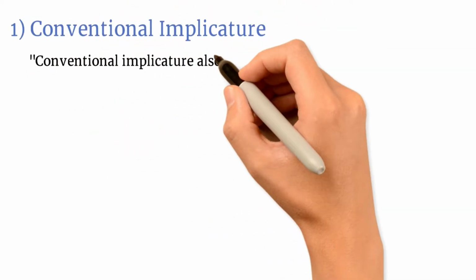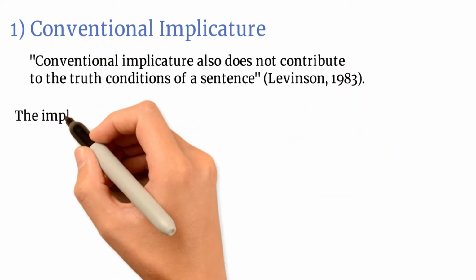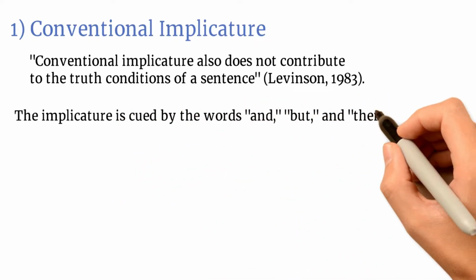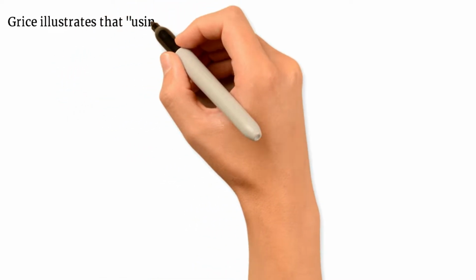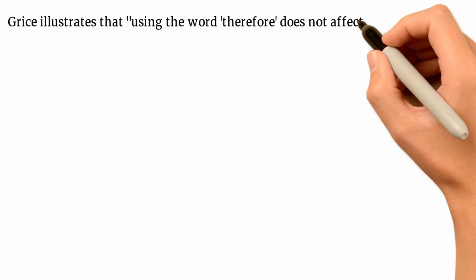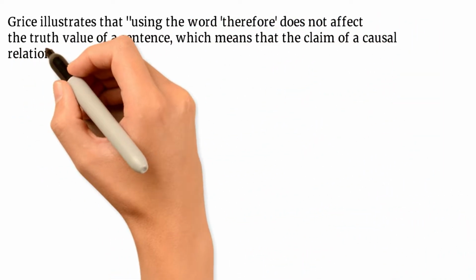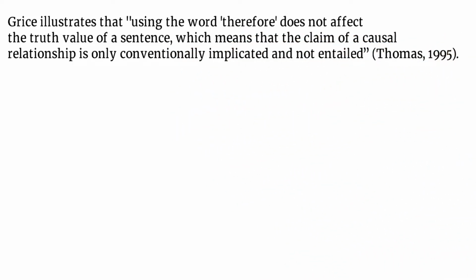Conventional implicature also doesn't contribute to the truth conditions of a sentence. Conventional implicature is cued by the words and, but, and therefore. However, in this case, I'll just focus on the word therefore. Grice illustrates that using the word therefore doesn't affect the truth value of a sentence, which means that the claim of a causal relationship is only conventionally implicated and not entailed. To better understand the theory, let's take a look at this new example.